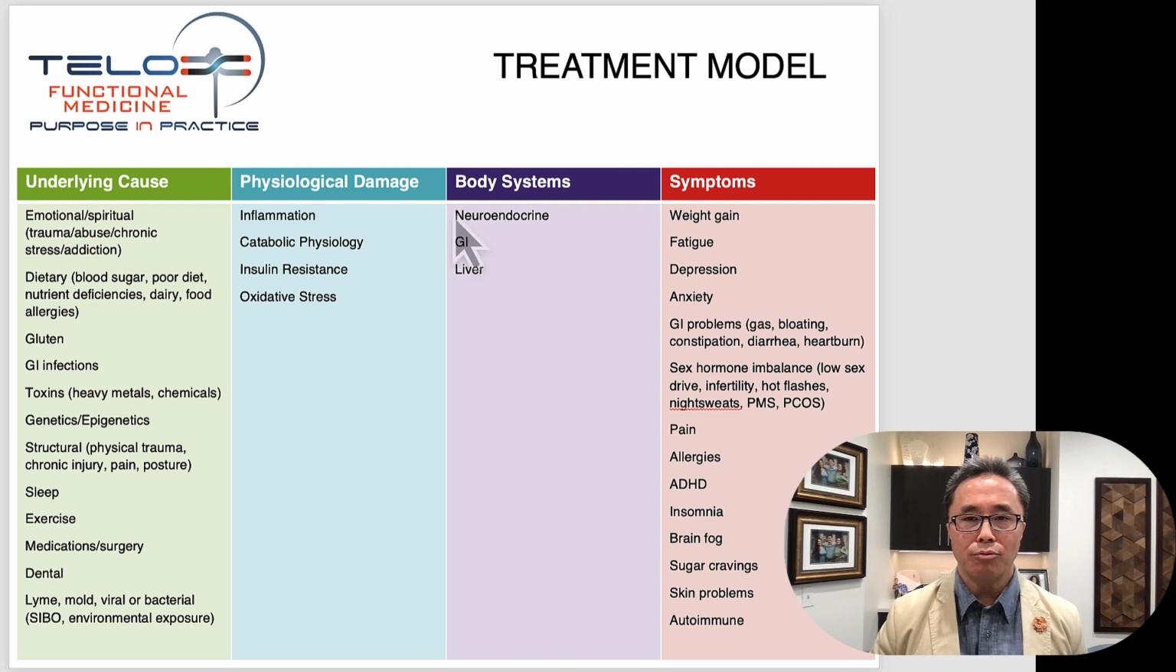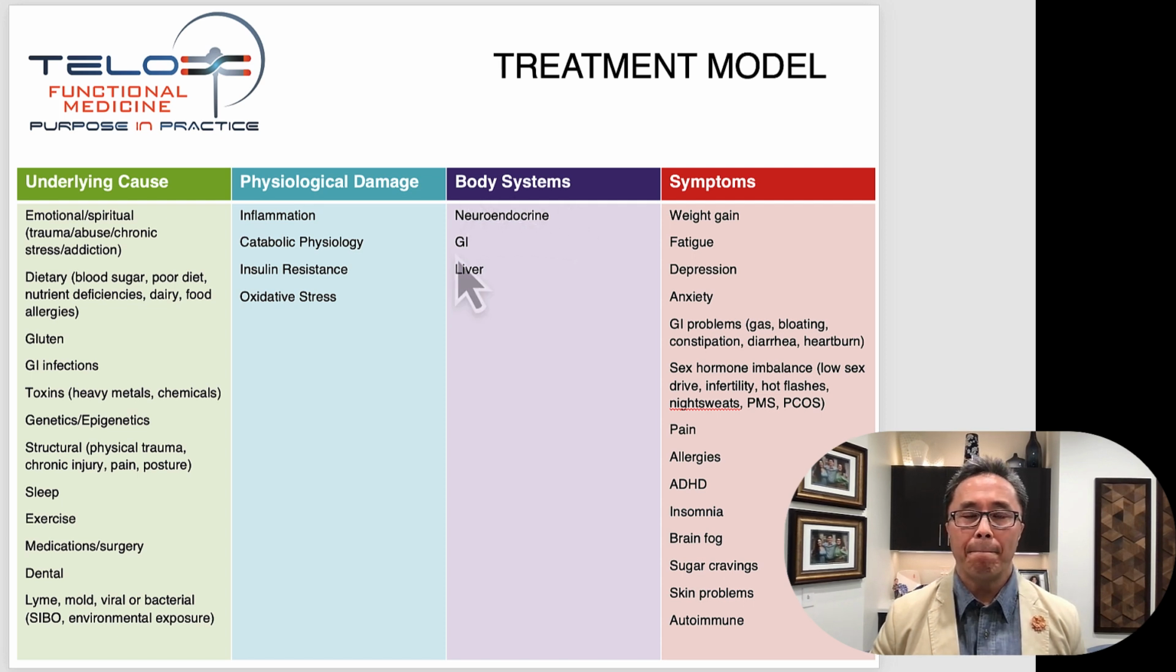The middle 2 columns represent, the leftmost of the middle 2 describes physiological damages, things that impact our physiology. Inflammation, catabolic physiology, insulin resistance, and oxidative stress are in many ways synonymous, but have very specific topics and elements that go with it. We don't lump it all together, but these have very common predisposing causes and, in many ways, very similar remedies.